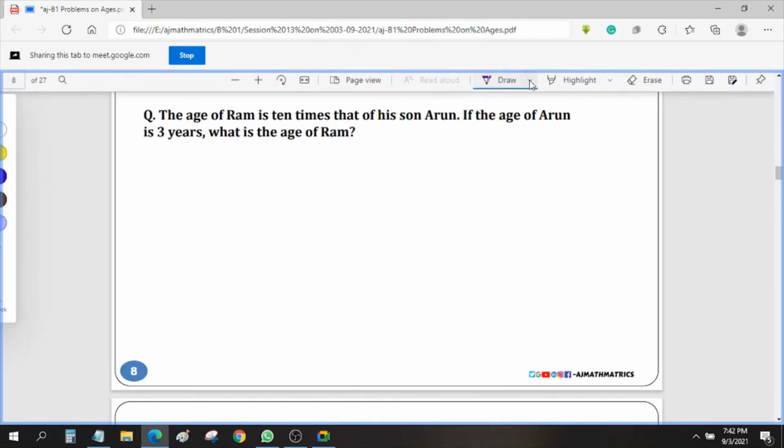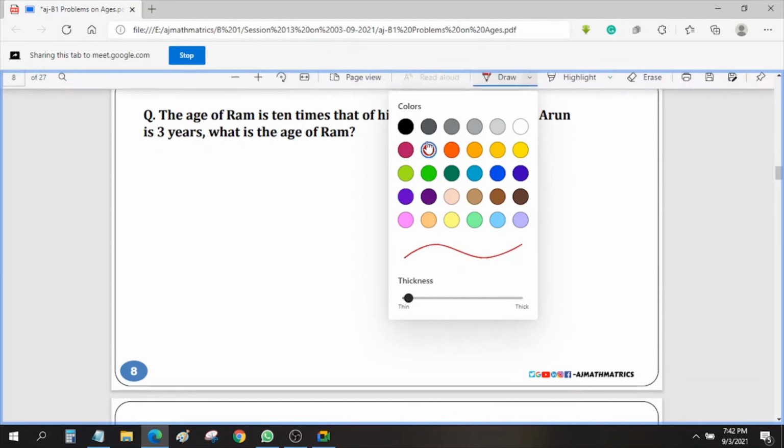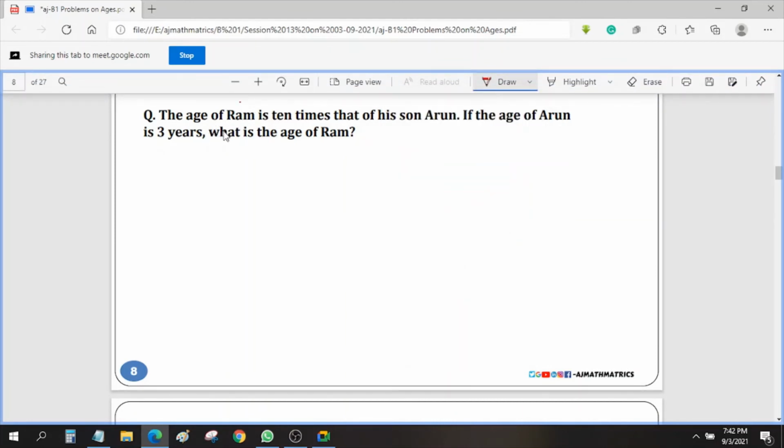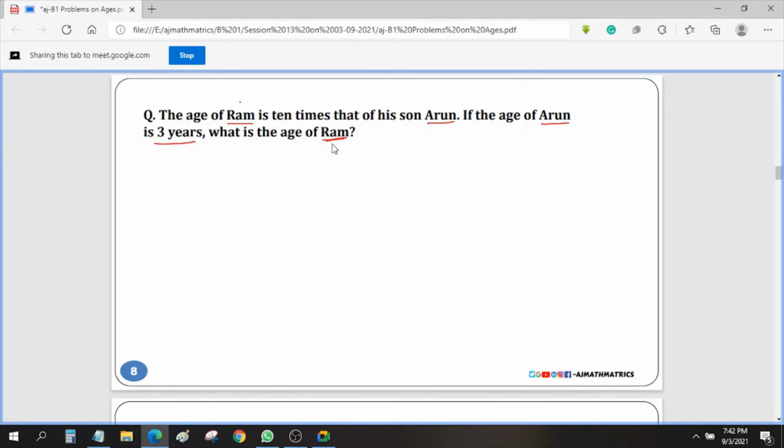Okay. So, as I already told you, first we need to read and analyze. While reading, what you can understand: the age of Ram is 10 times that of his son Arun. So there are 2 persons given, Ram and Arun, and there is a relation between Ram's age and Arun's age. If the age of Arun is 3 years, what is the age of Ram? So we read the data and we need to analyze now. So how do we analyze? First thing we need to analyze is the tense of the question. What is the tense of the question? How do we understand the tense? Simple, by the keywords.